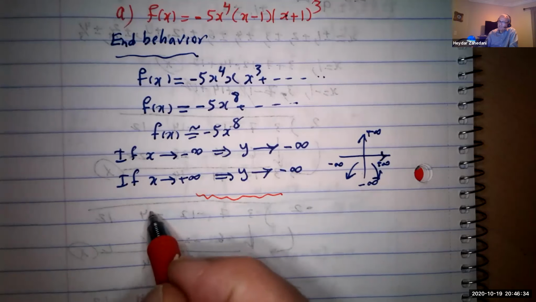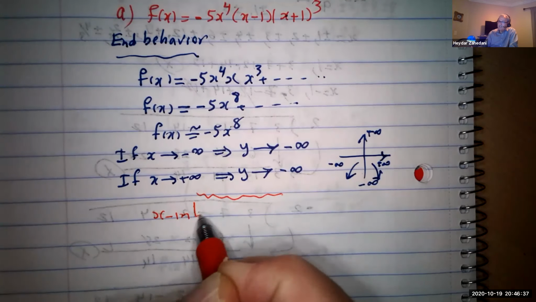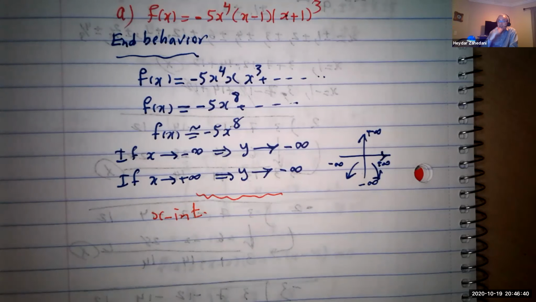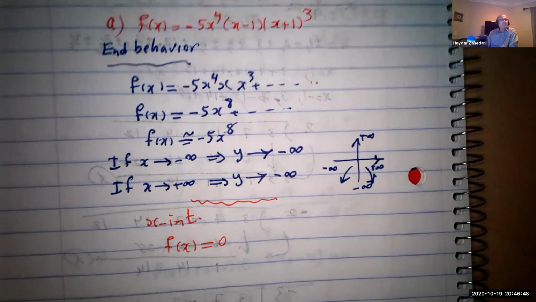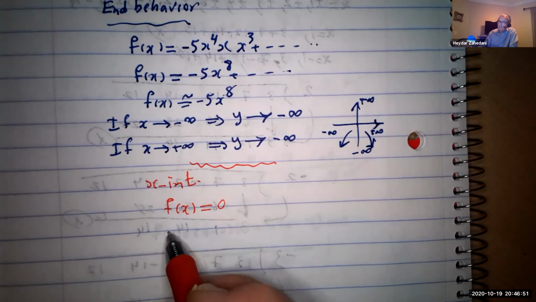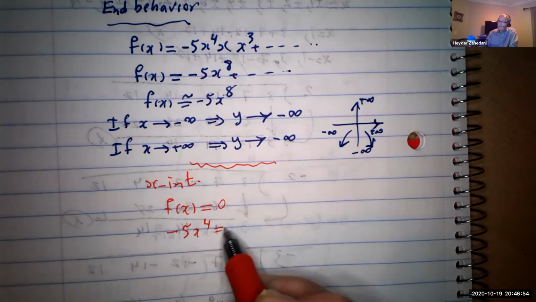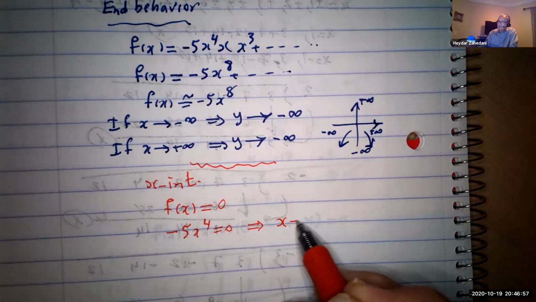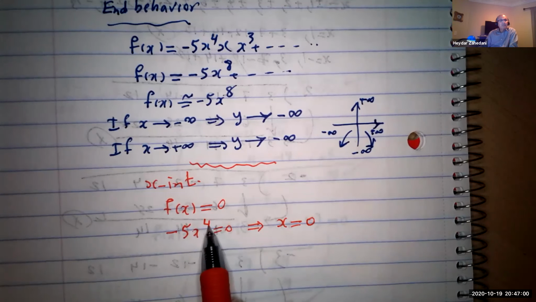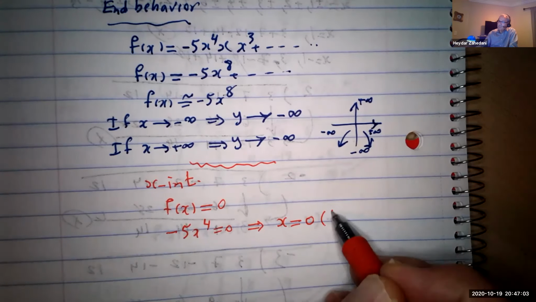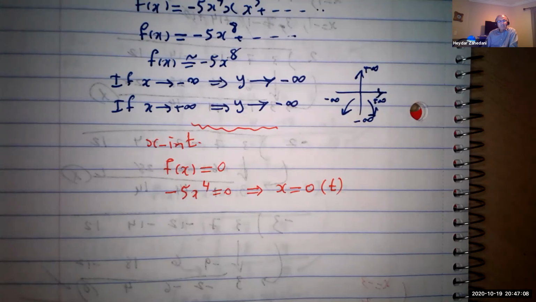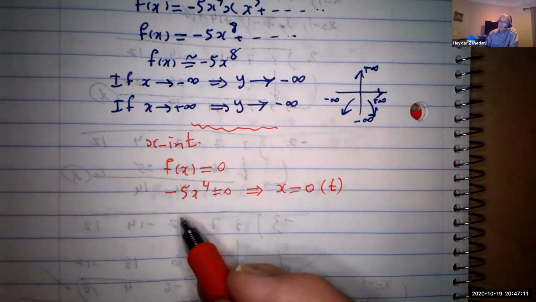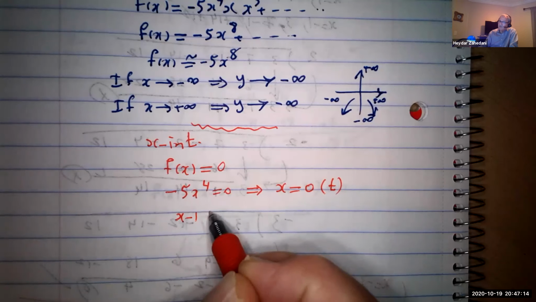The next part is intercepts, x-intercepts. You let each factor be equal to 0 to identify touches, crosses. F of x equal to 0. The first factor is negative 5x to the fourth equal to 0. So that gives x equal to 0. The power is even. So at this point, the graph touches the x-axis, meaning it bounces back. Even touches, odd crosses.